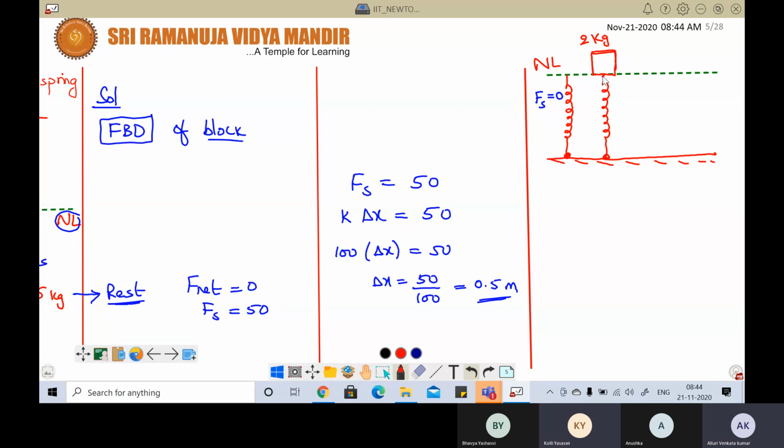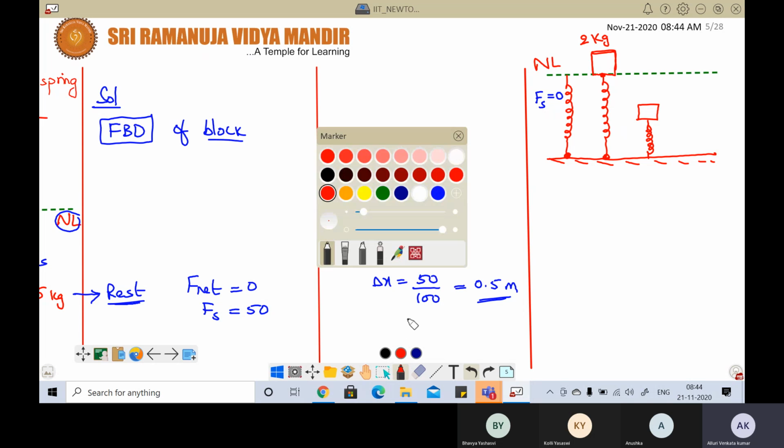And on top of the spring, we are placing a 1 kg block. Suppose some heavy load is put on your head, you will be compressed or elongated? Compressed only, sir. Okay, so finally it will be compressed and come to rest at one point like this. Correct?